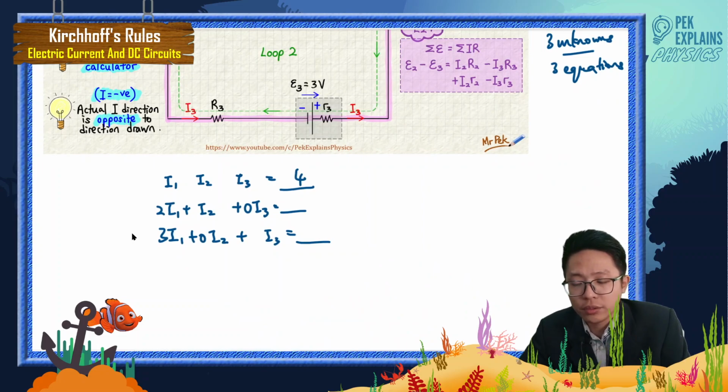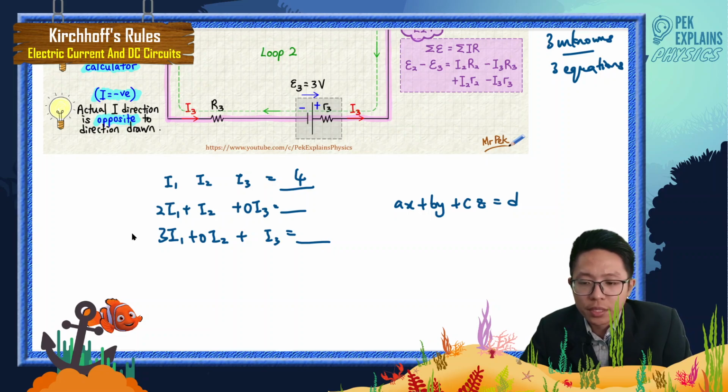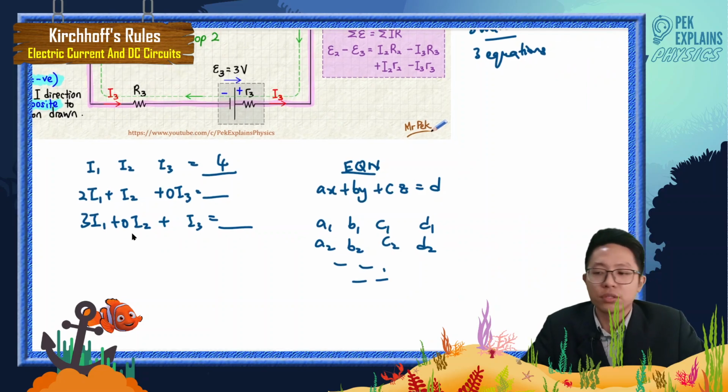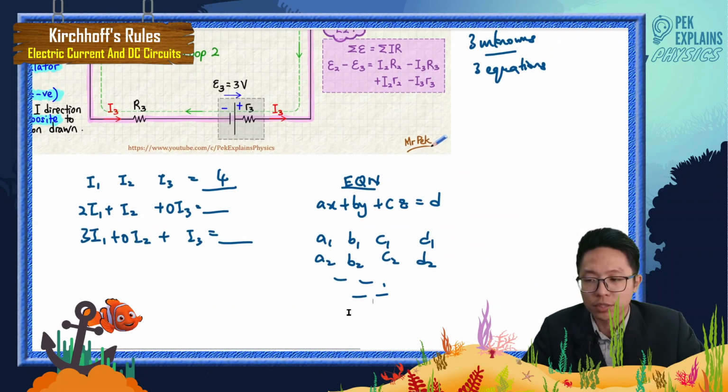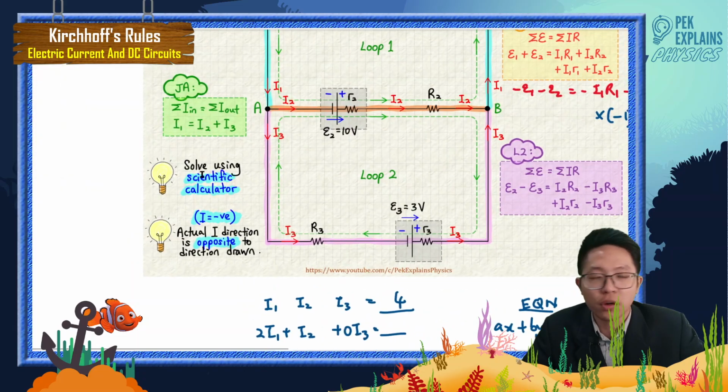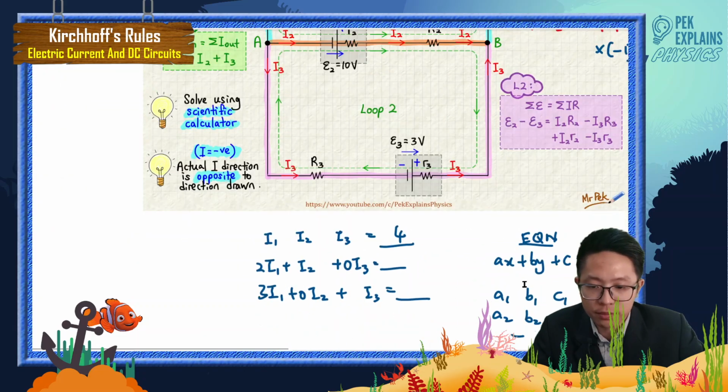So I arrange it, and then I solve using the scientific calculator. In the calculator you can choose something like AX plus BY plus CZ equal to D. You understand? Then you punch in the solve three unknowns, solve equation. This is the function equations, and then you need to key in A1, B1, C1, D1, A2, B2, C2, D2, and so on. Then you solve it. This is called the matrix method, solved by scientific calculator. I will explain this more.